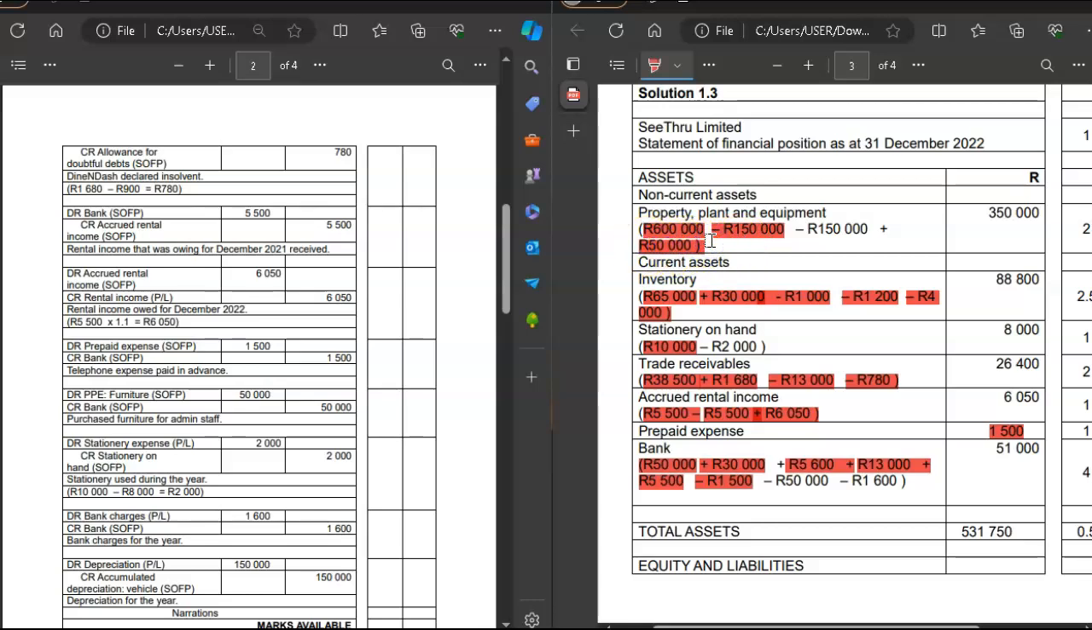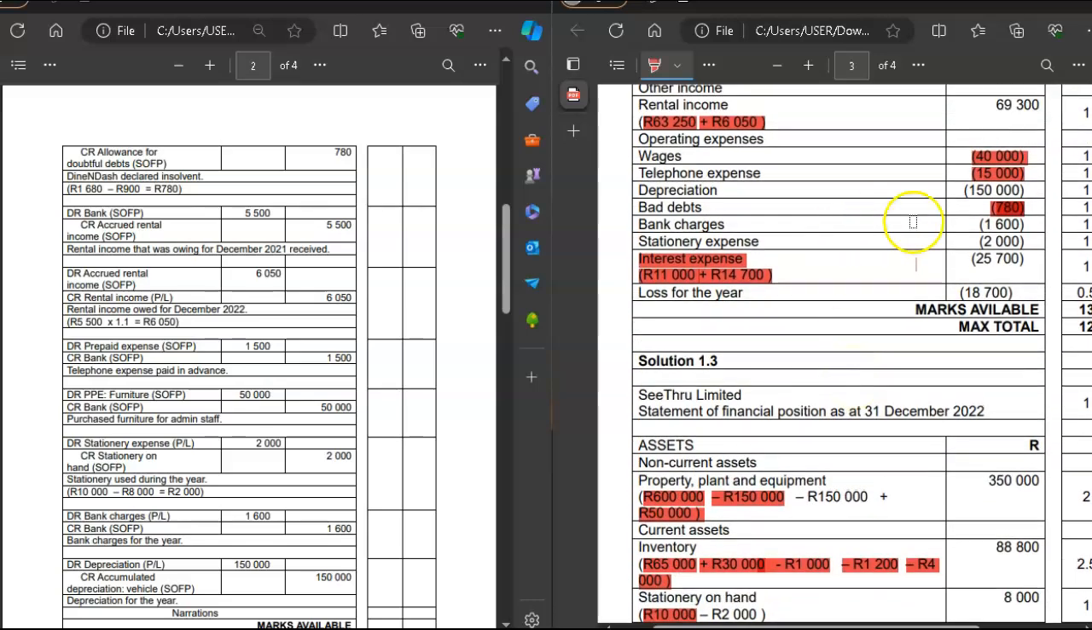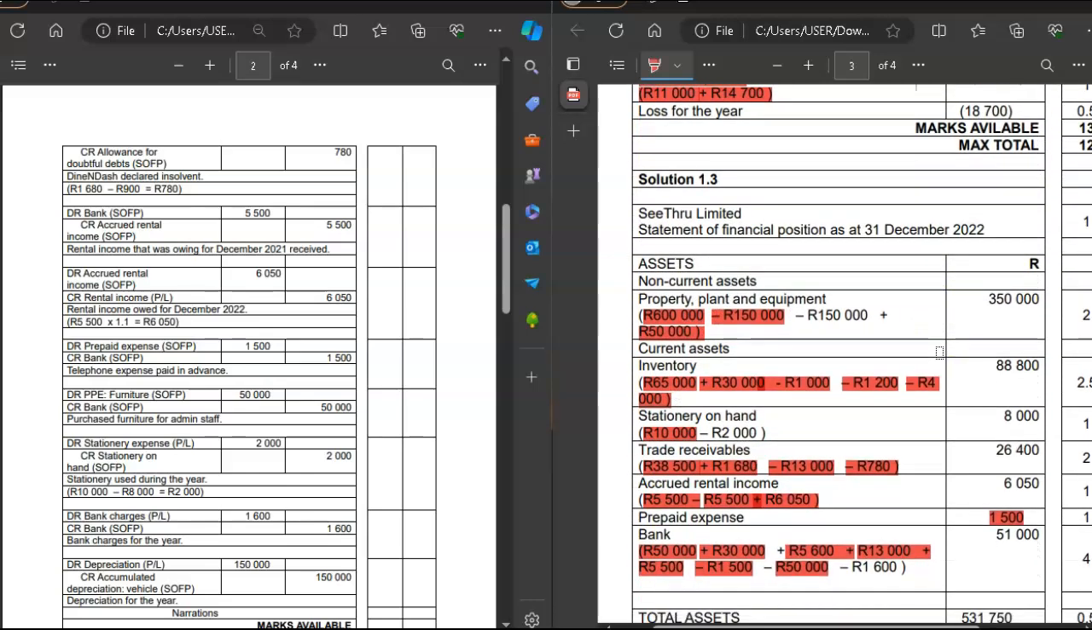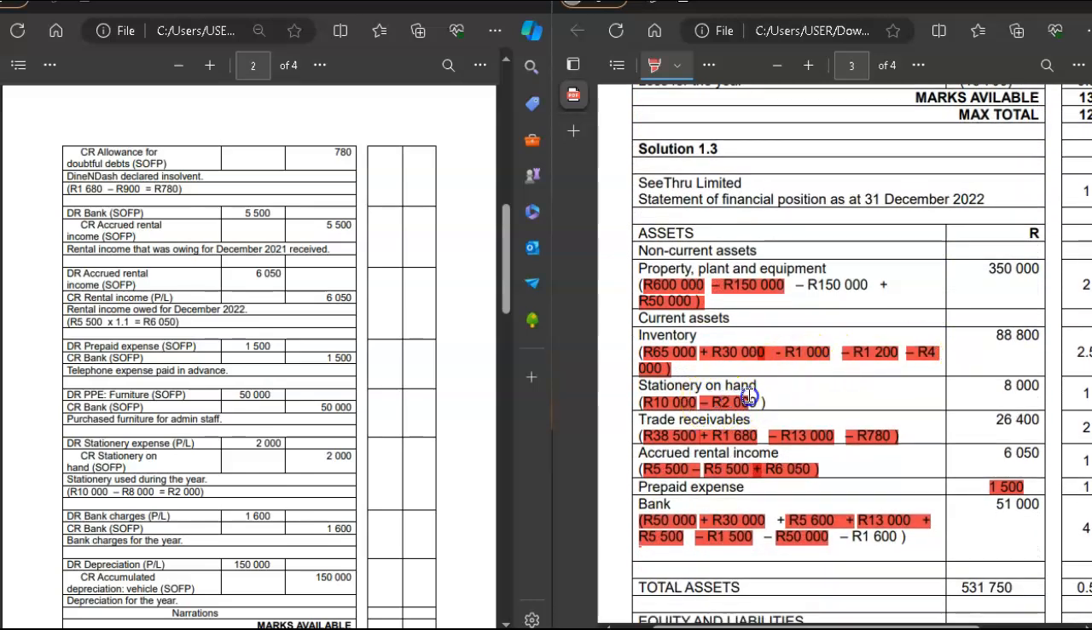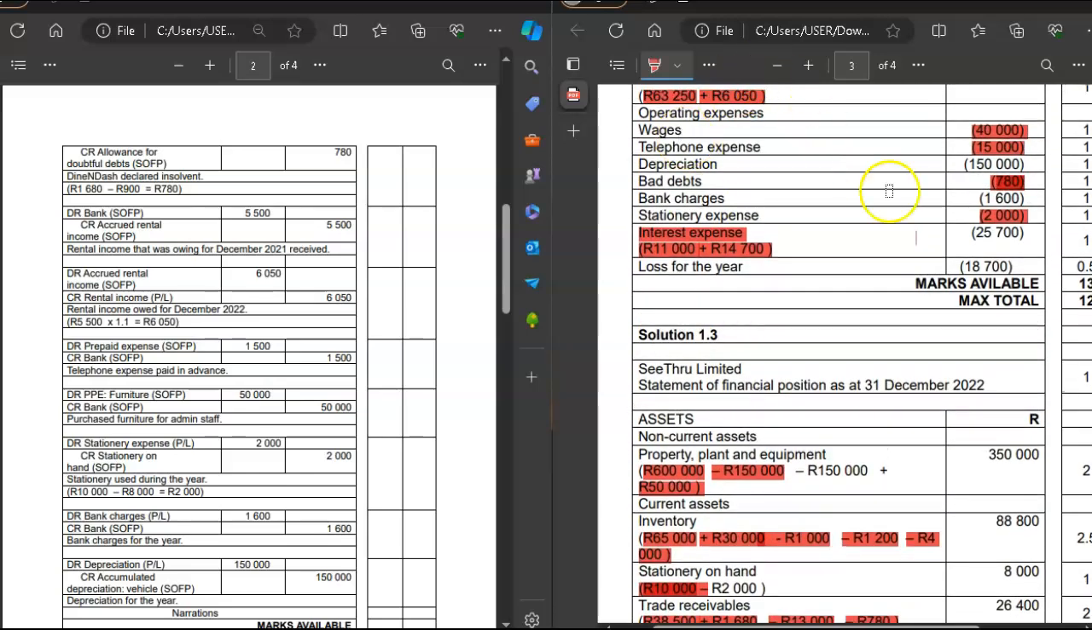Okay. And then bank 50,000. Did we do that? No. Credit bank, yeah, 50,000. Debit stationery expense. So you go to stationery expense, you put there minus 2,000. Stationery on hand is a current asset. Here we go, minus 2,000. Bank charges is an expense. There we go, minus 1,600.